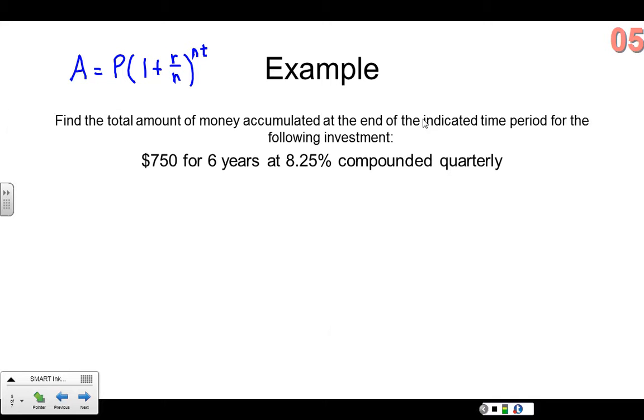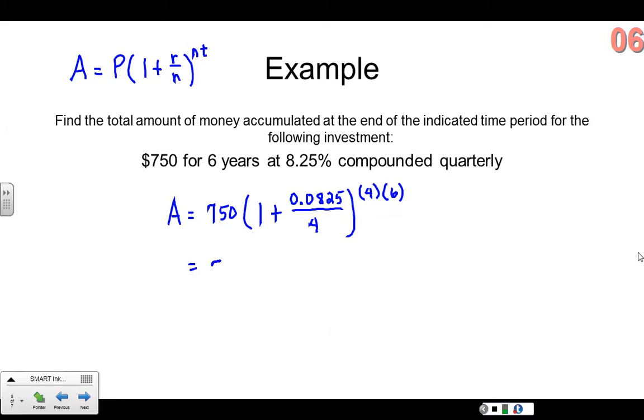To calculate compound interest, find the total amount of money accumulated at the end of the indicated time period for the following investment. You're going to invest $750 for 6 years at 8.25% compounded quarterly. So the principal is $750. The interest rate, 8.25%, would be 0.0825. If it's compounded quarterly, that's 4 times in a year, so you're going to divide that by 4. And then it's going to be 4 times the number of years, which is 6.